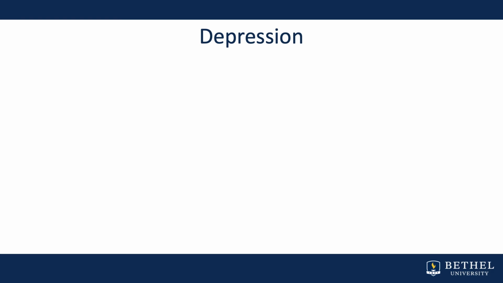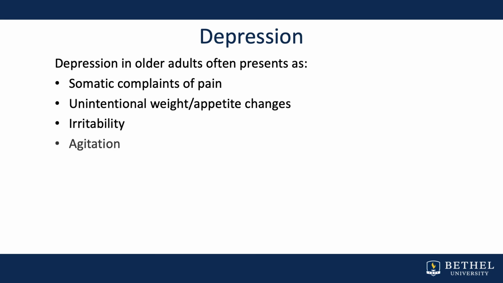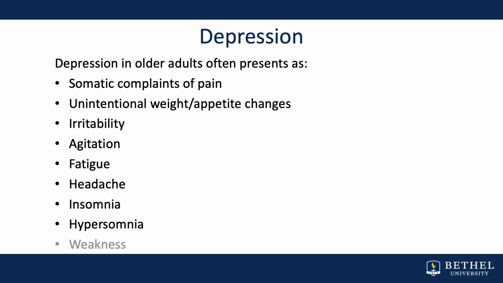However, depression can be more difficult to identify in older adults and presents differently than in younger adults. Depression in older adults often presents as somatic complaints of pain, unintentional weight or appetite changes, irritability, agitation, fatigue, headache, insomnia, hypersomnia, and weakness. Helpful tools for assessing for depression with older adults would be the Geriatric Depression Scale, GDS, and the Patient Health Questionnaire, PHQ-9. Interventions for depression typically include psychotropic medication and therapy.